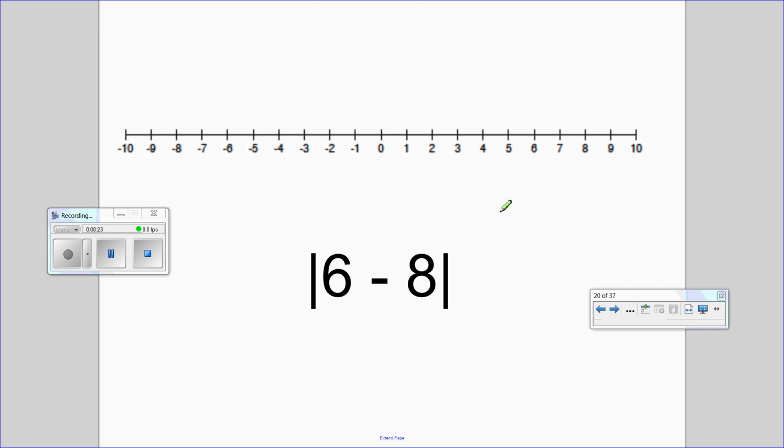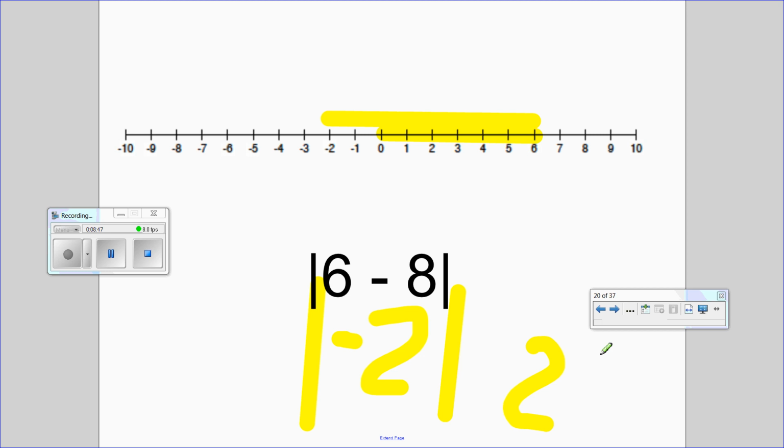And last but not least, if we are at 6 and we go back, so we go 6 units from 0, then they ask us to go back 8 units. So we are at -2. What is the absolute value of -2? How far is -2 from 0? 2 units.